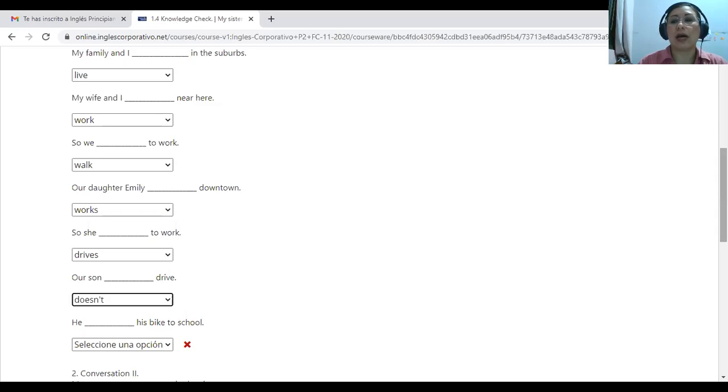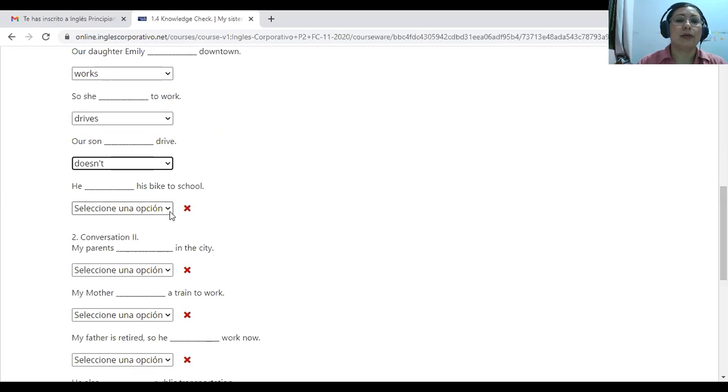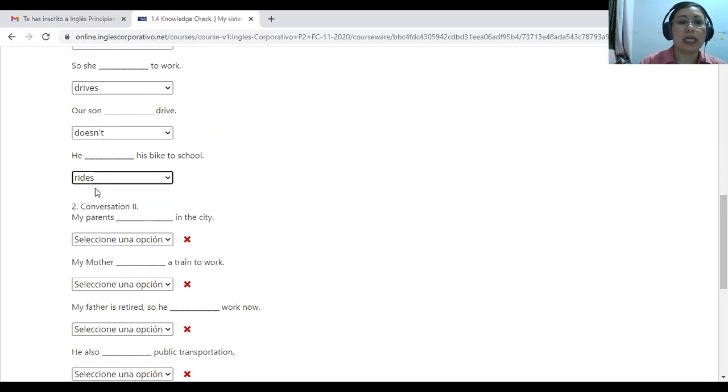Doesn't drive. Because we are talking about third person. Okay. He rides or ride? Rides. He's right. Cool, because we are talking about he, so we add the third person rule.